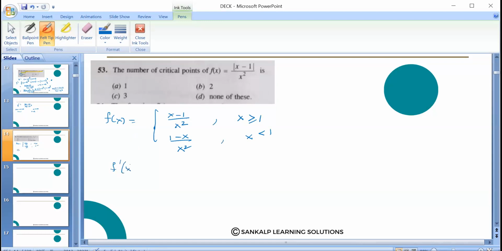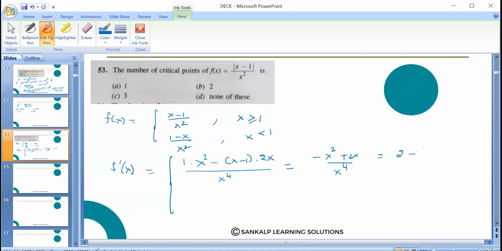If you find f dash x using quotient rule, x minus 1 derivative is 1 into x square minus x minus 1 into x square derivative, which is 2x. Denominator x square whole square, that is x power 4. So x square minus 2x square is minus x square plus 2x by x power 4. Taking x common and cancelling, 2 minus x by x cubed. This is for x greater than or equal to 1.